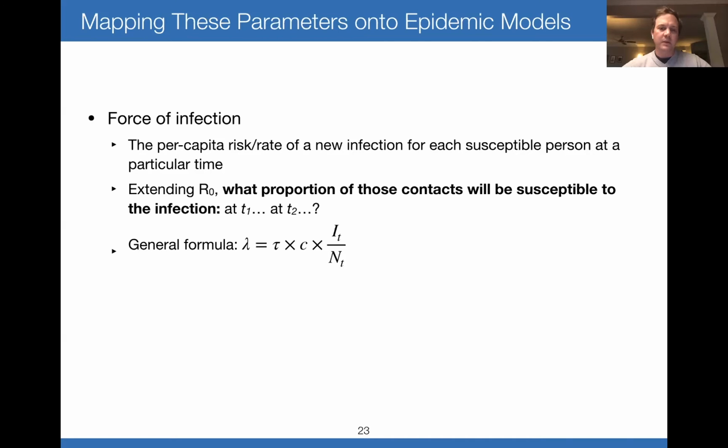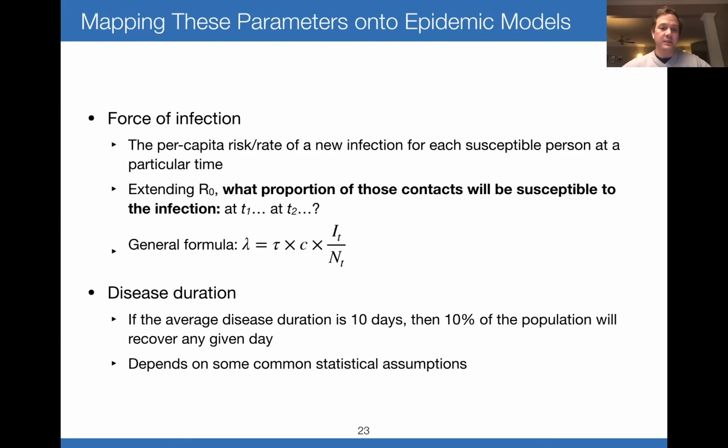So this general formula might be represented in the simple equation: the transmission probability times the contact rate times the number infected over the population size. Or that's another way of saying the disease prevalence at a particular point in time. And that changing parameter really drives much of the temporal nonlinearity of infectious disease models.